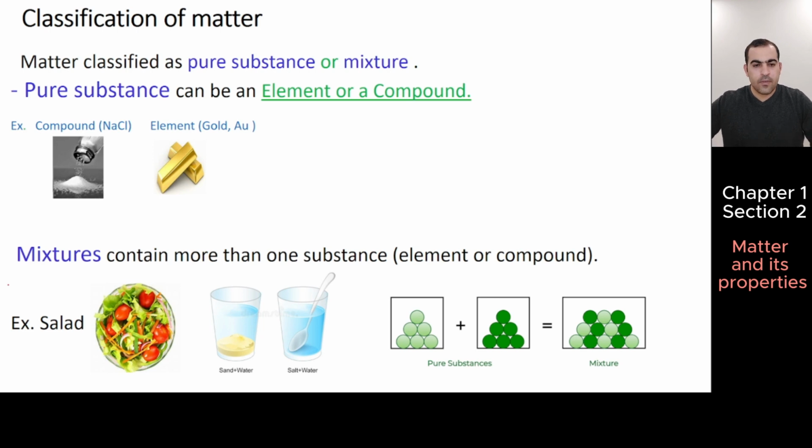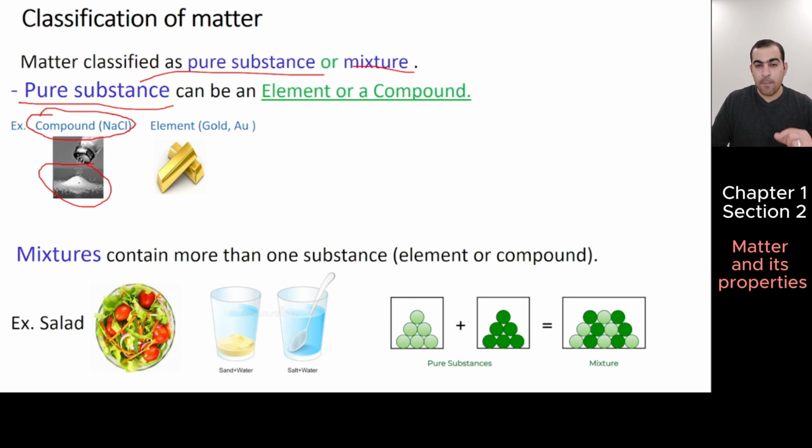Classification of matter. Matter is classified as pure substances or mixtures. A pure substance can be an element or a compound. So, matter can be classified into pure substances and mixtures. Pure substances are elements and compounds. When you say an element, it means a pure substance. Compounds are also pure substances. Example: carbon, and the compound NaCl. NaCl is a compound, and as I said earlier, it is a pure substance.